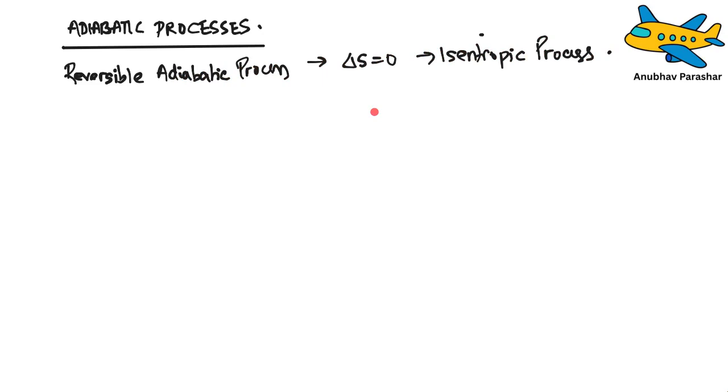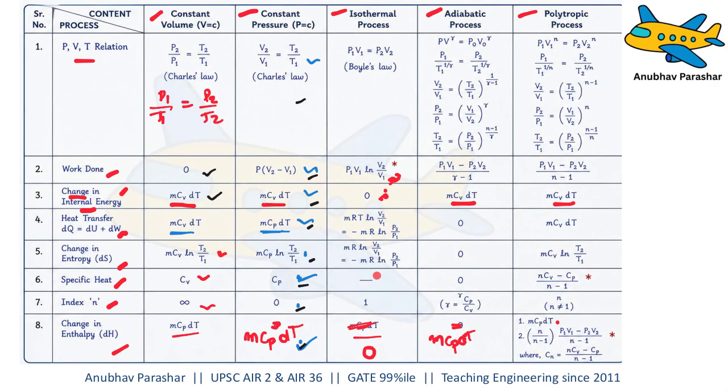Reversible adiabatic process means isentropic process. So change in entropy is equal to 0, and this is the same slide that we are going to use. So for the adiabatic process, you can see the change in entropy is going to be 0.